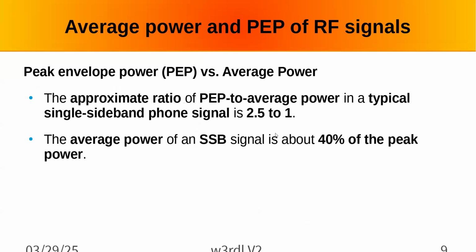So when we look at the ratio of the peak envelope power versus the average for single sideband, they came up with this 2.5 to 1 ratio. It's kind of a typical thing. And that's 40% of the peak. But the key thing is to remember the 2.5 to 1. I didn't put it in red, but it's bold, because guess what? There's a question.